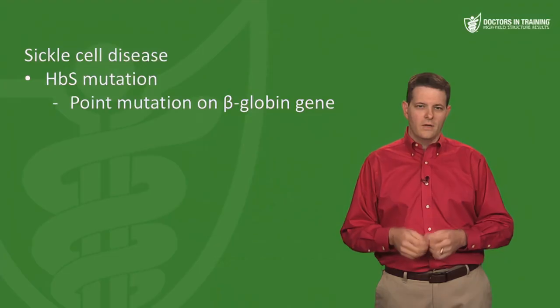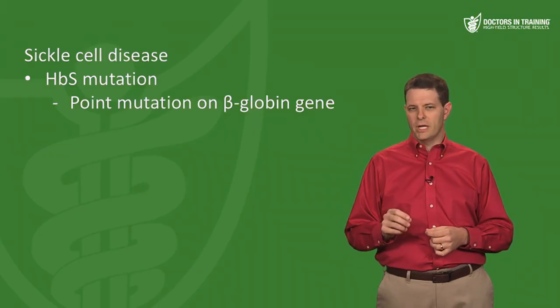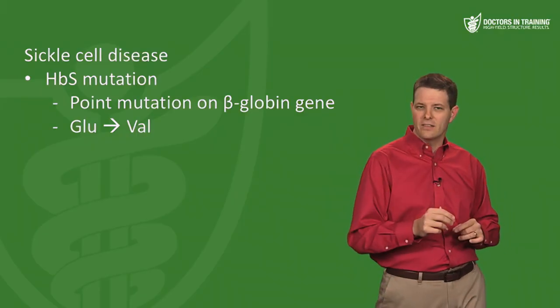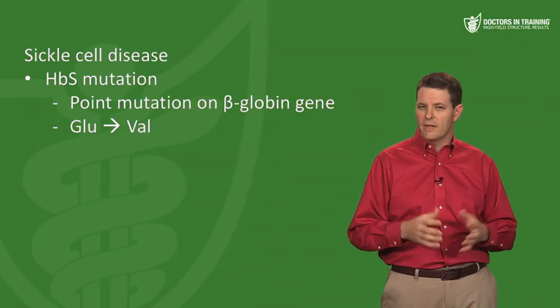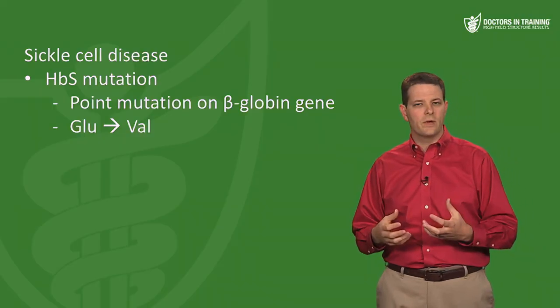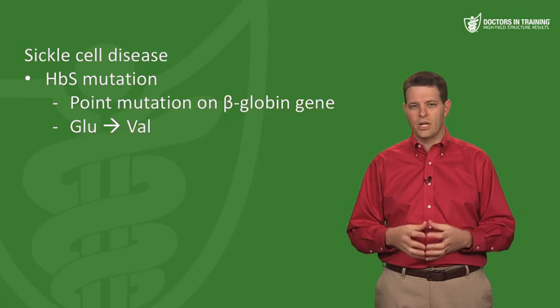Another important intrinsic cause of hemolysis is sickle cell disease. The hemoglobin S mutation is a single amino acid replacement in the beta globin gene on chromosome 11 in which valine is used instead of glutamic acid at position 6. We mentioned that previously. Now that mutation allows the hemoglobin to polymerize within the red cell, and those polymers stretch the red cells into that classic sickle shape.